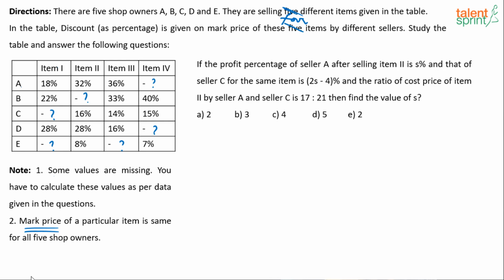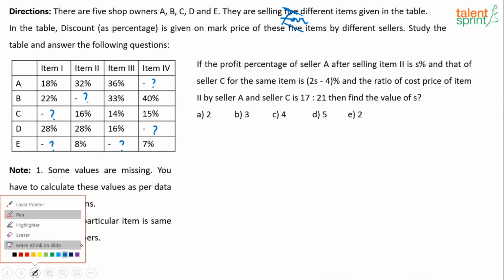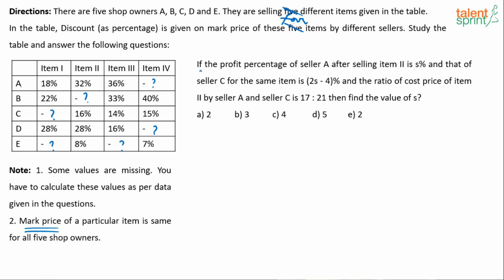So the question with this data here is, as you see on the screen, right? It says if the profit percentage of seller A after selling item 2 is S% and that of seller C for the same item, item 2 again, is 2S minus 4%, and the ratio of cost price of item 2 by seller A and seller C is 17:21, then find the value of S. Okay, so we are referring to item 2 first of all, and we are talking about seller A and seller C.